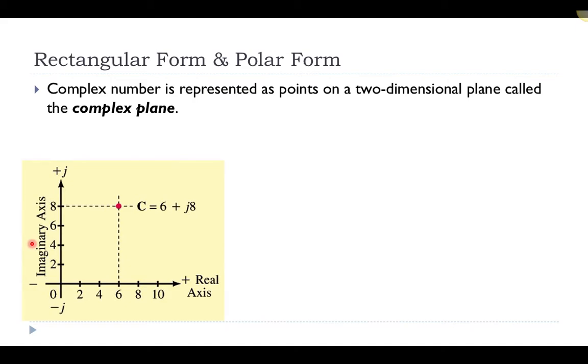And so as such, we can actually represent a complex number in rectangular form and in polar form. So a complex number is represented as a point on a two-dimensional plane that's called the complex plane. So this is very similar to vector notation with an x and a y axis, but instead of an x-axis, we have the real axis. The positive real axis is to the right, and the positive imaginary axis is in the vertical, the upward vertical.